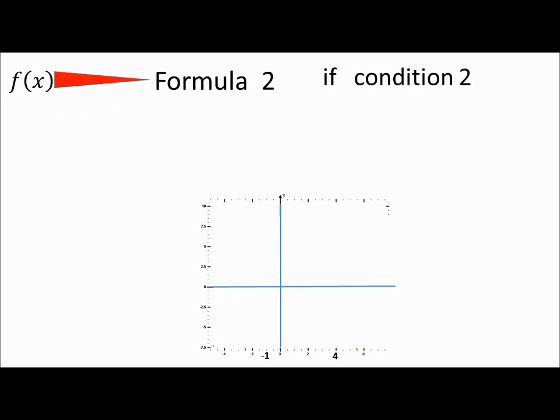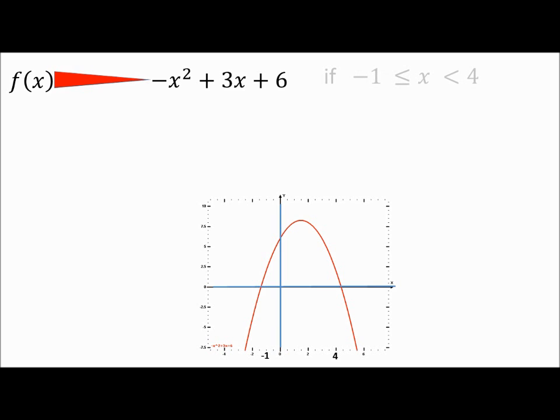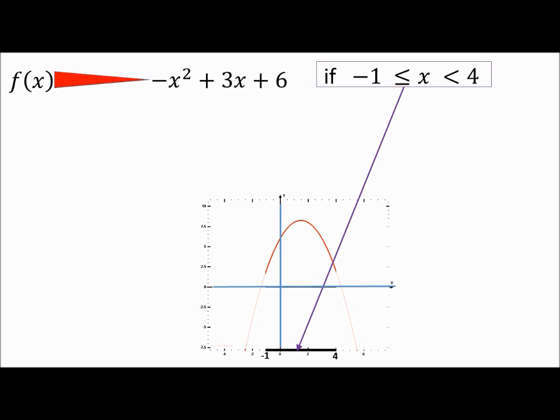Let's have now formula 2 being equal to the quadratic equation negative x squared plus 3x plus 6, which is this familiar upside-down parabola. And let's have in this example for this formula that x has to be between -1 and 4. That defines the interval indicated on the real x-axis. For that reason, only on that interval can we keep the function defined, and everything else has to be deleted. Therefore, with this process, we have our second piece.